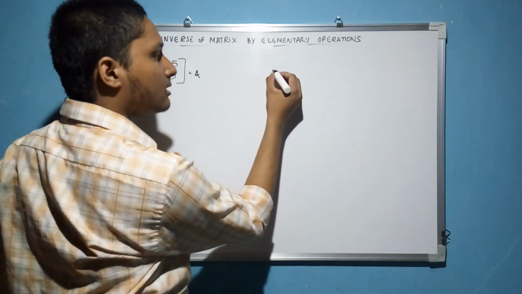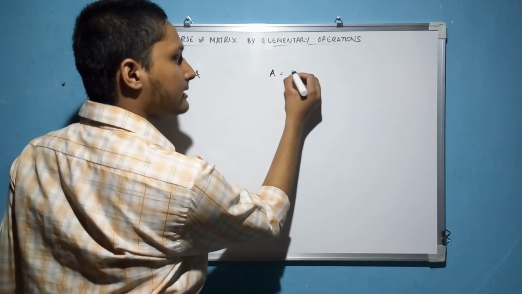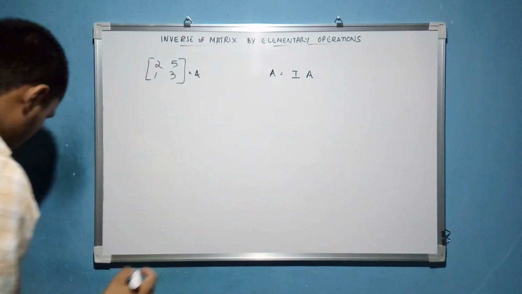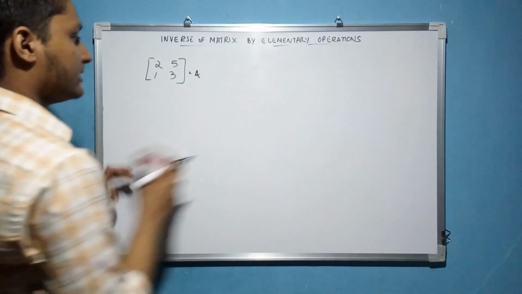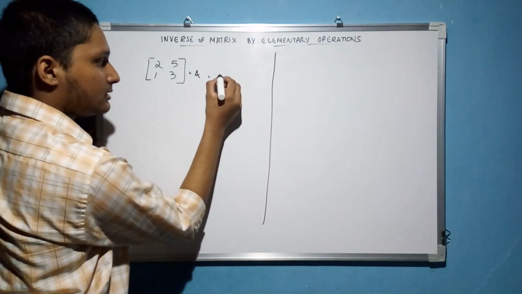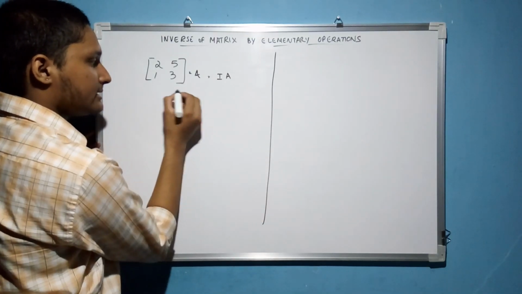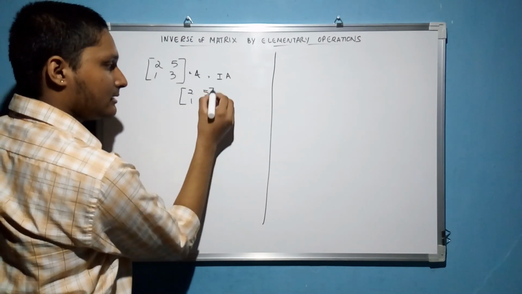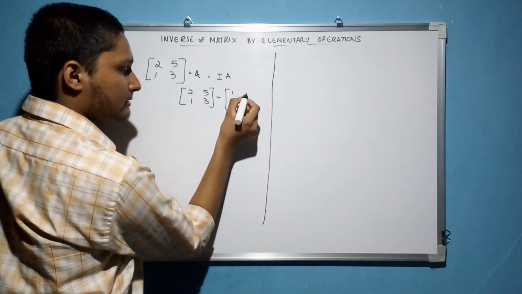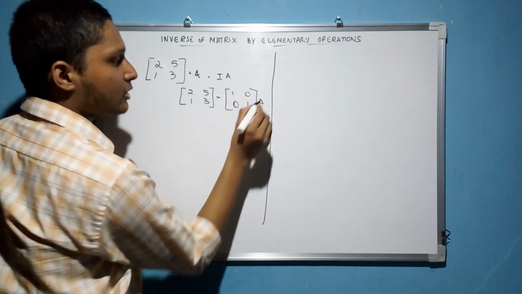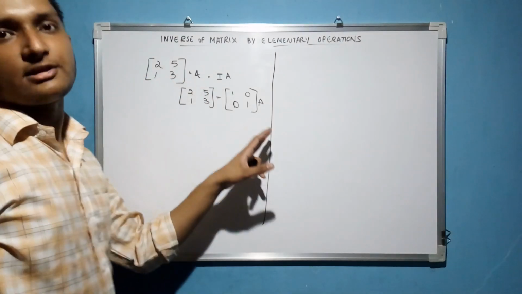I'm going to use row operations. Therefore, I can write IA. So we'll write the expanded form. Because it is going to be a long method, I'll write it in 2 columns now. So I'll write A is equal to IA. That is [2, 5; 1, 3] is equal to [1, 0; 0, 1] into A. This A you are not bothered about.